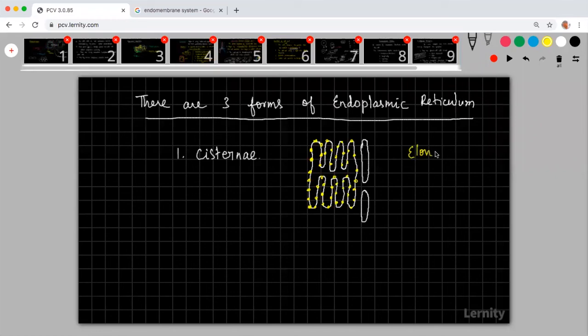Elongated, flattened, sac-like, arranged in bundles, with ribosome.